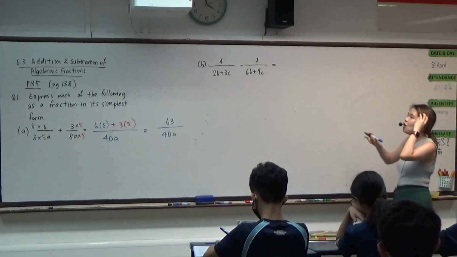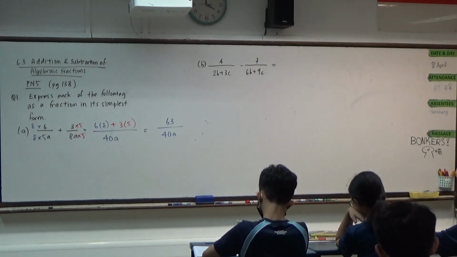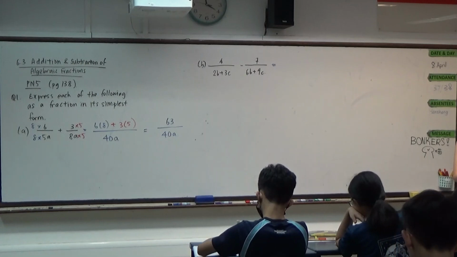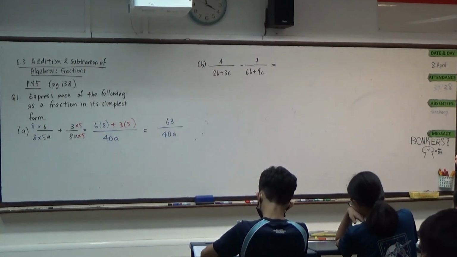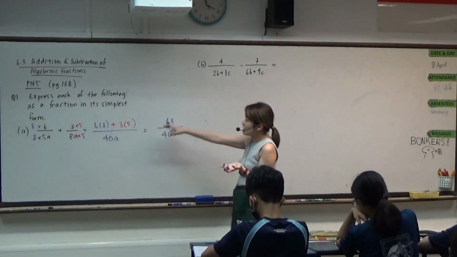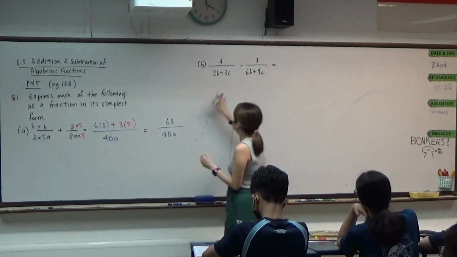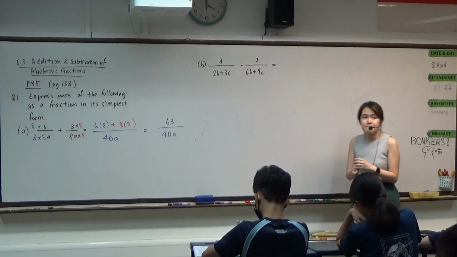So 4 over 2b plus 3c minus 7 over 6b plus 9c. This one is more challenging, not very straightforward for us to see what the denominator is. Not like 5 and 8, where I know 40 is the lowest common multiple. This one, how would I know?